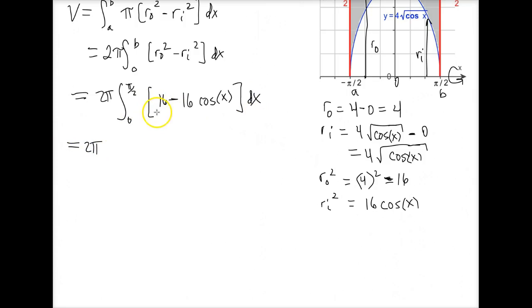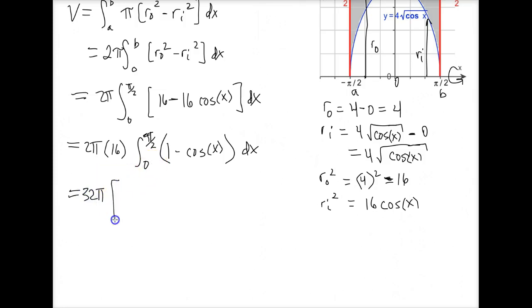Of course, if we want to, we can factor out the 16 if we want. So that'll be 16, 0 to pi over 2, that'll just be 1 minus cosine x dx. So that'll give us 32 pi here. When we take the antiderivative of 1, that's just x. Take the antiderivative of cosine, that is just sine. And we will evaluate that from 0 to pi over 2.